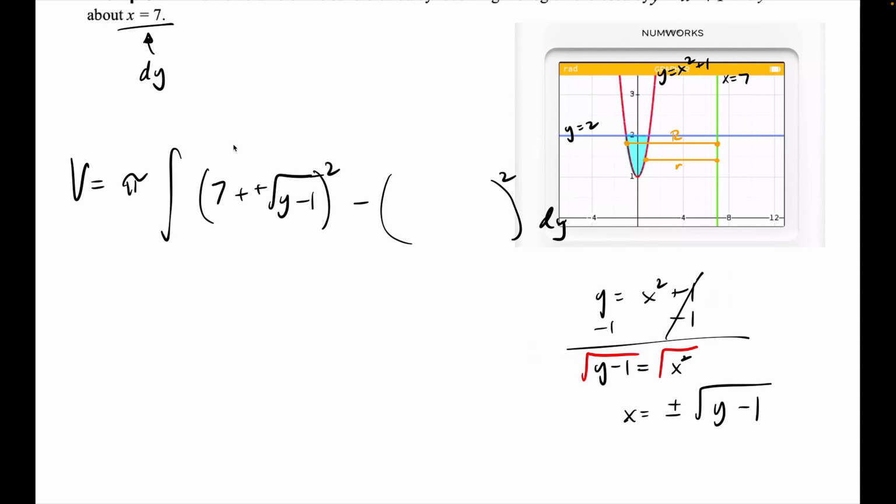The other one is going to go from 7 to the positive one. So it's 7 minus square root y minus 1.